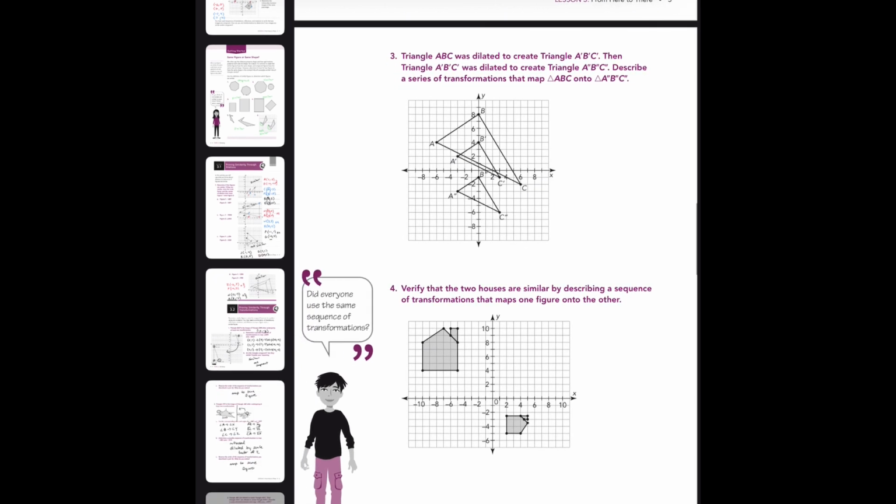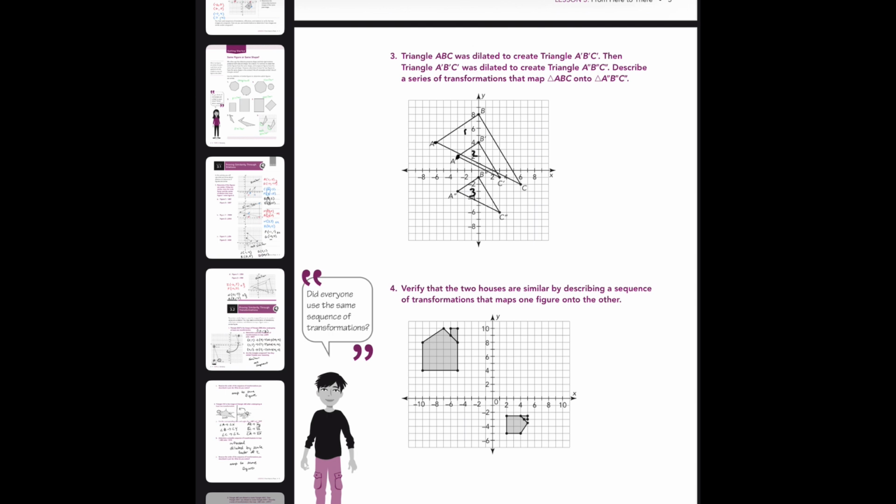All right, triangle ABC was dilated to create a new triangle ABC. The triangle ABC, the new image, was dilated to create another new image, ABC. Describe a series of transformations that map it. So we're starting with that bigger one. And if we look at that, it has obviously gotten smaller to create that first new triangle. So we call this the original, the second one, and here's our third figure.